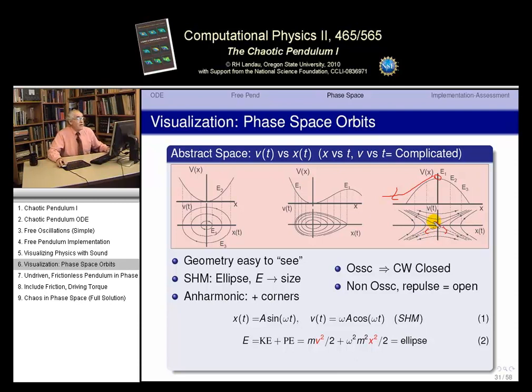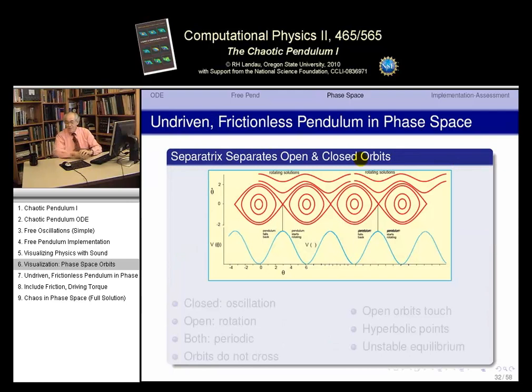So we get these very interesting hyperbolic points, which correspond to regions where there's some repulsion. And even though the lines look like they cross, they don't really cross. They just touch, because each one corresponds to a different trajectory, one to the right, one to the left. So, phase space plots. Now you know everything there is about phase space plots. Try to apply it to your problem.